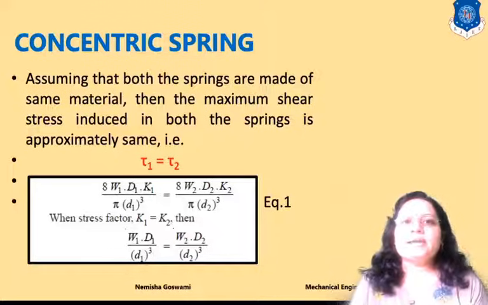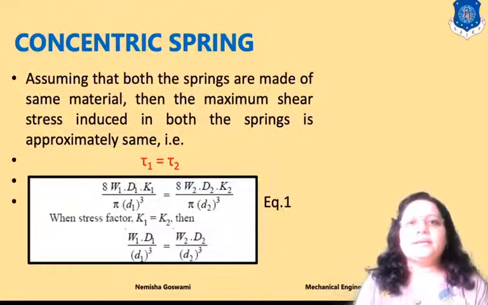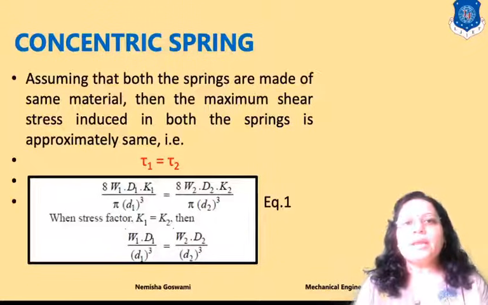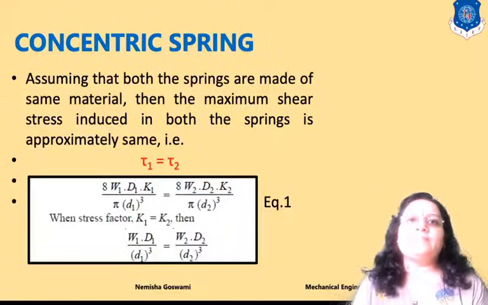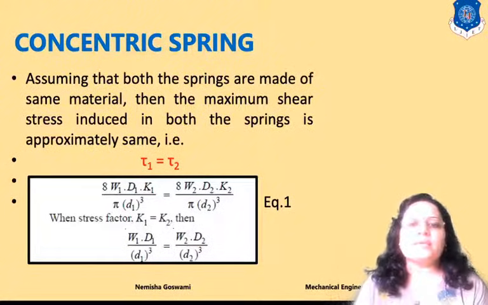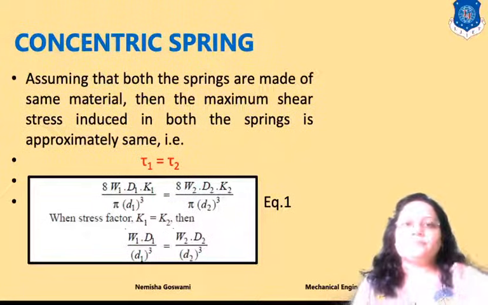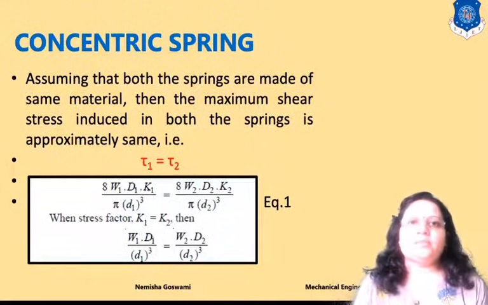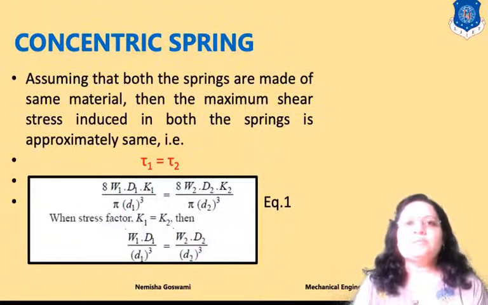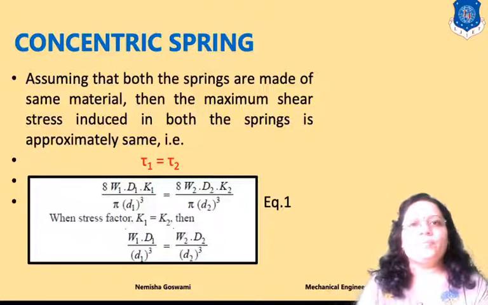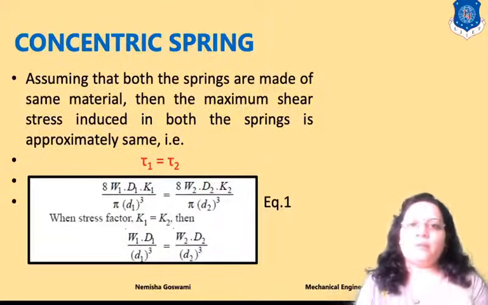Now, how to design this. Before starting the design, we consider that both springs are made of the same material. If both springs are made of the same material, they will have the same shear stress, so tau 1 is equal to tau 2, for the outer and inner spring. What is the value of the shear stress? Shear stress is equal to 8WD divided by pi d cubed, where we put D1 and d1 for the outer spring and D2 and d2 for the inner spring.